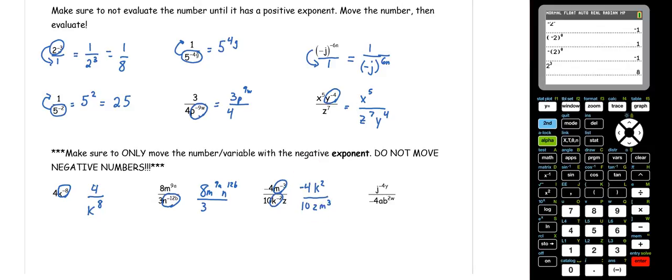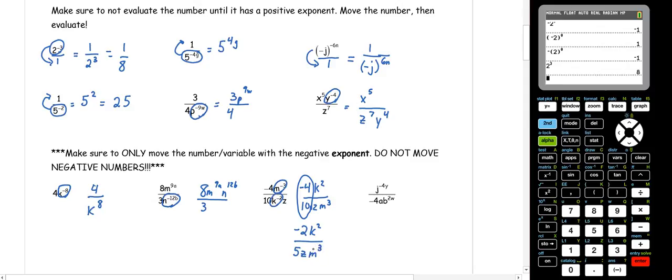Now, one thing is that we know these two numbers, negative 4 and 10, can be reduced because we can take a 2 out of each of them. So this reduces to negative 2k squared over 5z m cubed.